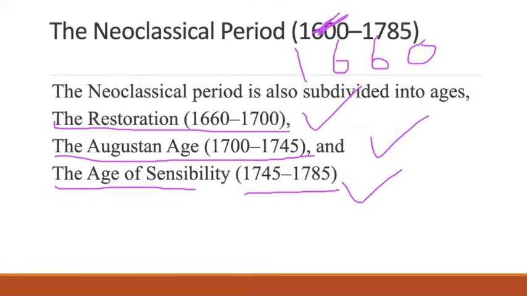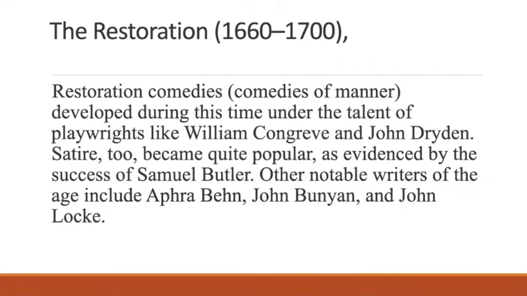So, this neoclassical period is subdivided into ages. We have the Restoration age, from 1660 to 1700, Augustan age, 1700 to 1745, age of sensibility, 1745 to 1785. Now, what is this Restoration age? Restore means to bring back. So, what is being brought back? This is to bring back the monarchy and to bring back Charles II from France.